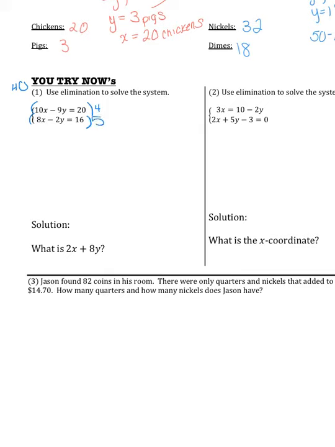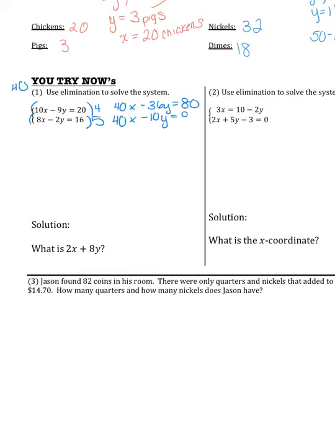And so I'll start with the top equation. So this would become 40x minus 36y is equal to 80. And then the bottom equation would be 40x minus 10y is equal to 80, I think, right? I'm doubting myself.